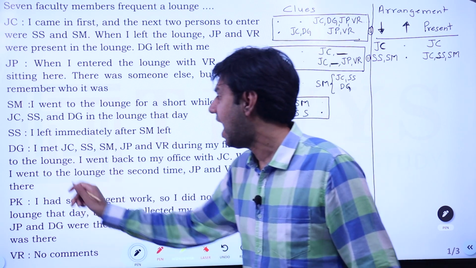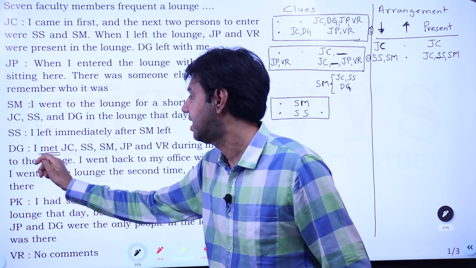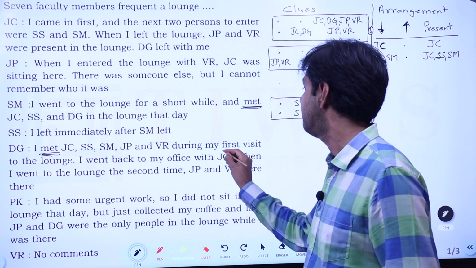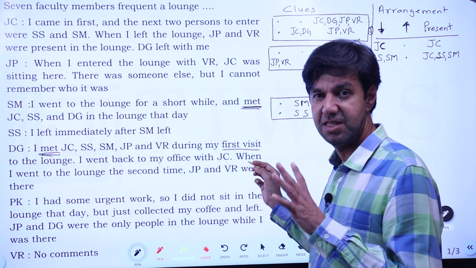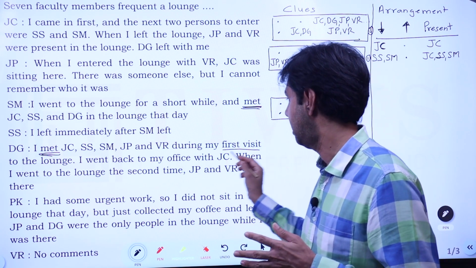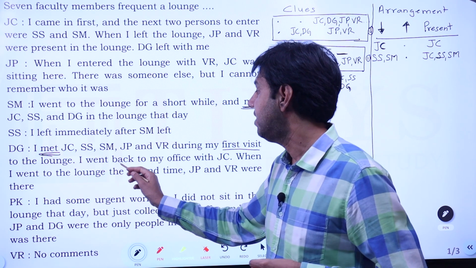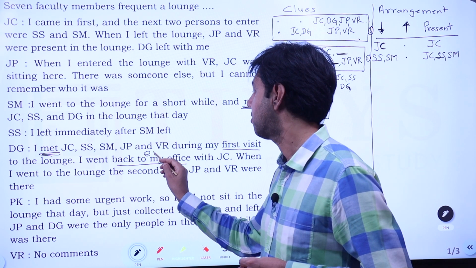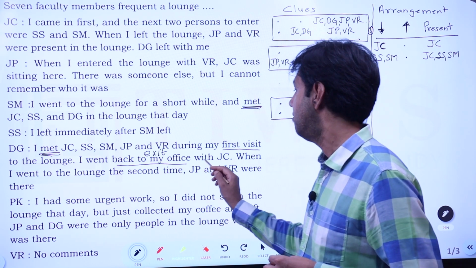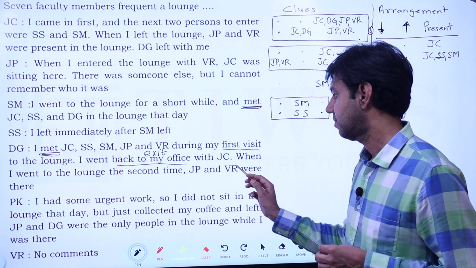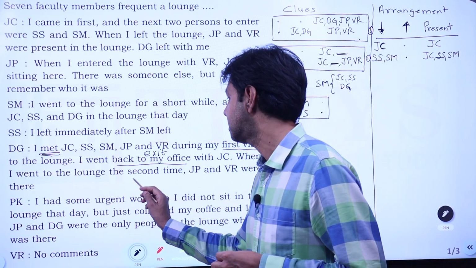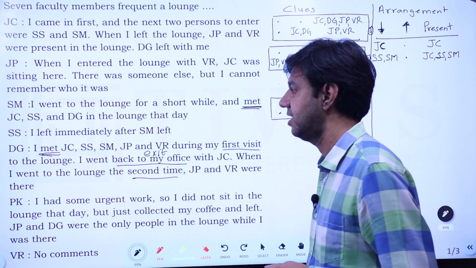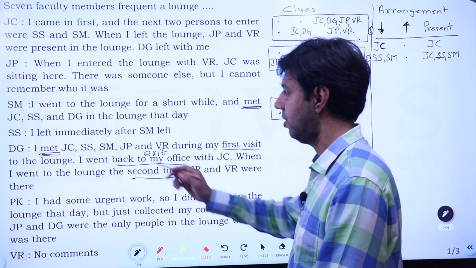DG: I met, again it is about meeting. Okay, JC, SS, SM, JP and VR during my first visit. So this is suggestive of first, second, third visit kind of. First visit, I went back to my office. Back to my office is nothing but an exit from the lounge, okay, with JC. When I went to the lounge the second time, so as I said, the first one suggested there's a second time. So a lot of data is here. So be a little careful, hang on.